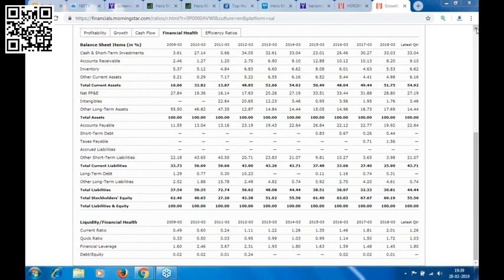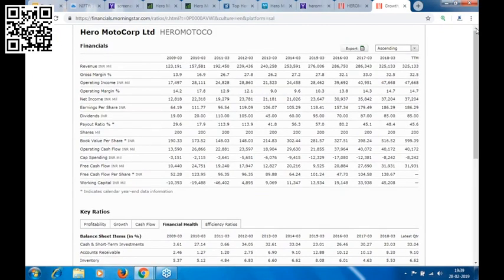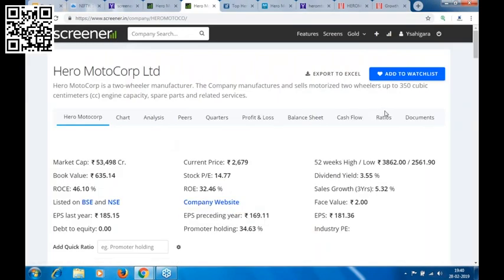The only thing is that the promoters' holding is low. If the promoters' holding were above 50%, that would also be a good sign for the company, but it doesn't matter. Rest all the key ratios that we want are perfectly fine for the company. So these are the important key ratios that you need to look into while analyzing a company. These are the key ratios that any layman can look into and decide whether the company is fundamentally strong or not.